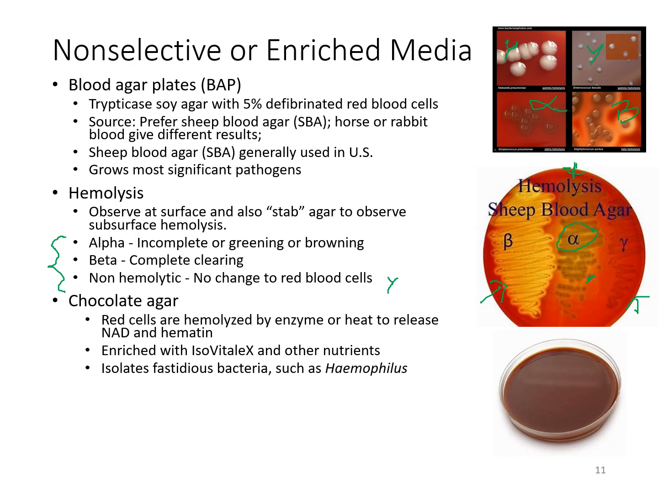Chocolate agar does use red blood cells, but they are hemolyzed by an enzyme or heat that will allow it to release NAD and hematin. What that means is that there are certain organisms that are fastidious and need that in order to grow. An example of this will be Haemophilus. We'll learn a little bit more about these when we talk about the individual organisms. But because of their growth requirements, they can't grow on sheep blood agar unless there are certain circumstances. So when we suspect a culture will have these particular organisms in it, we will be sure to set up a sheep blood agar and a chocolate agar, which, as it implies, actually looks like chocolate on a plate.